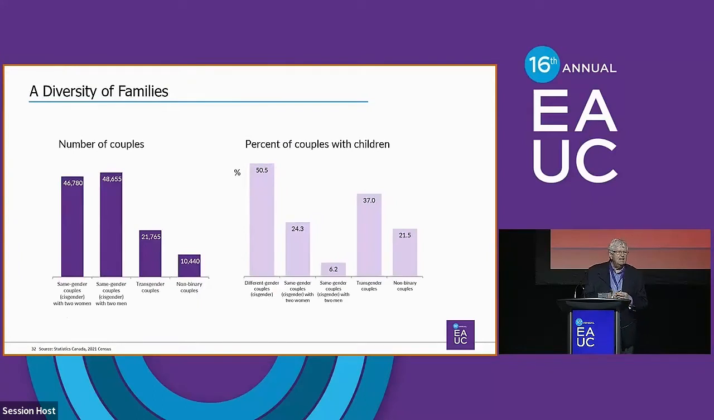It's translated into a diversity of our families. You can see a diversity of couples now, same gender men, same gender women, transgender couples, non-binary couples, and in all cases, to one extent or another, various levels of children being present. For example, the transgender couples, 37% of them have children. So much more diverse families that we need to give some attention to.